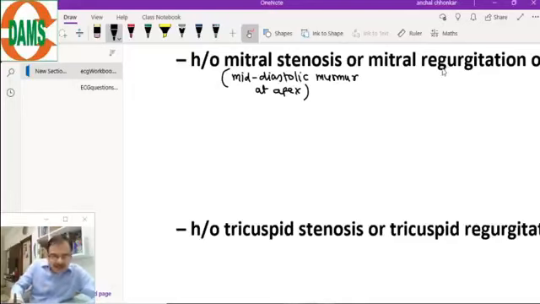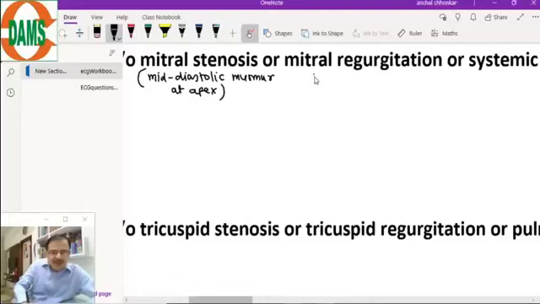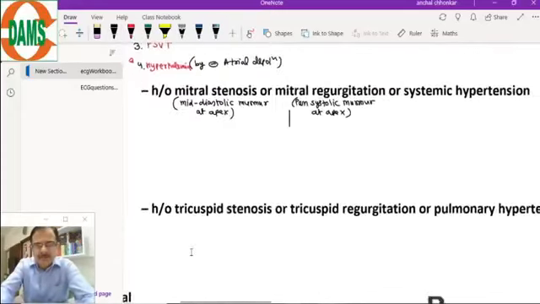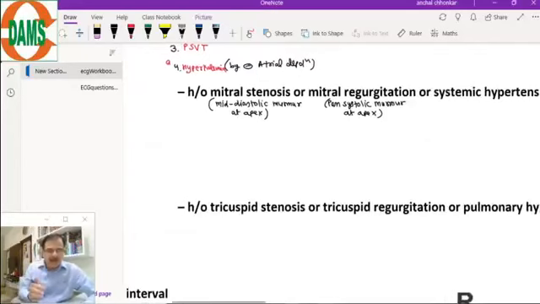Then mitral regurgitation will be given to you in the MCQ as clinical information, and mitral regurgitation is a pan-systolic murmur at the apex. Pan-systolic murmur at the apex, mitral regurgitation, or systemic hypertension will be given to you. So these are the clinical clues which will be given to you in the exams: mitral stenosis, mitral regurgitation, or systemic hypertension.